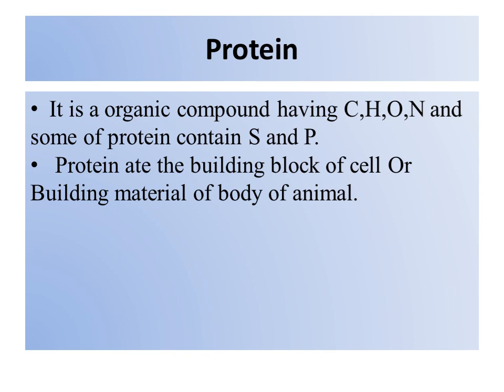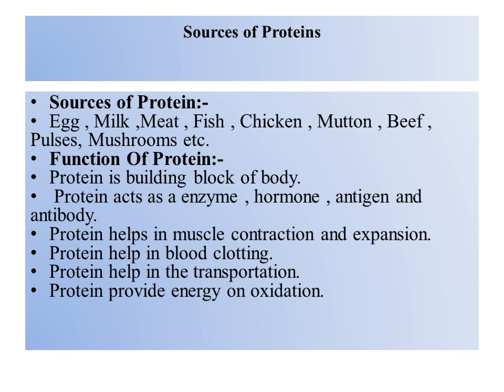Why is it known as the building block of the cell? Because the cell membrane also consists of protein, therefore it is a building block of the cell also. Let's move on to the source of protein and the function of proteins. Source of protein: we get protein from egg, milk, meat, fish, chicken, mutton, beef, pulses, mushroom. Some dry fruits have protein also.